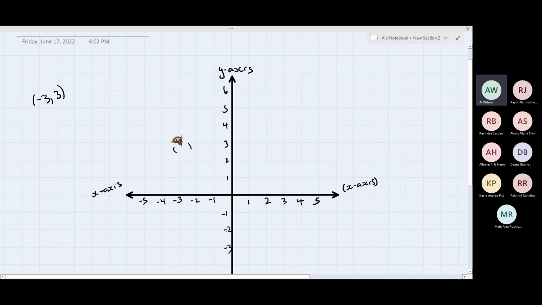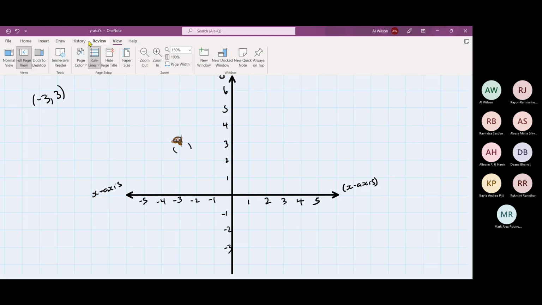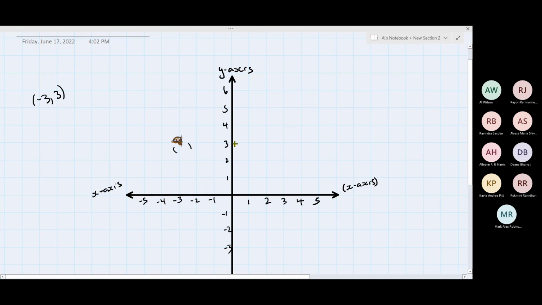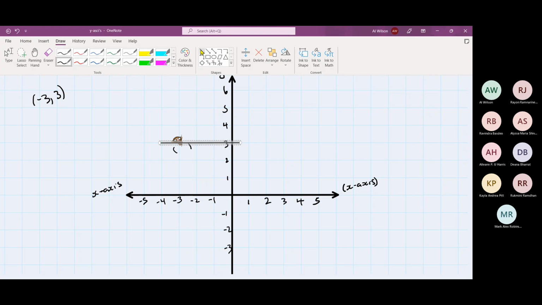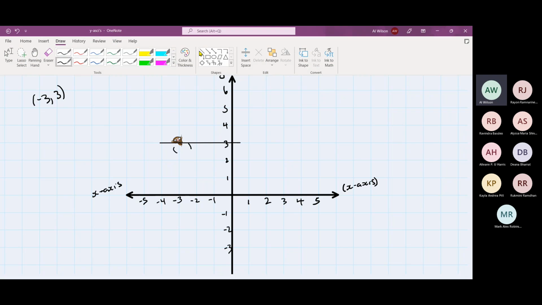Now again, if you don't need it, you don't need to complete the entire setup. So let's look here with our line. We go across and coming down.